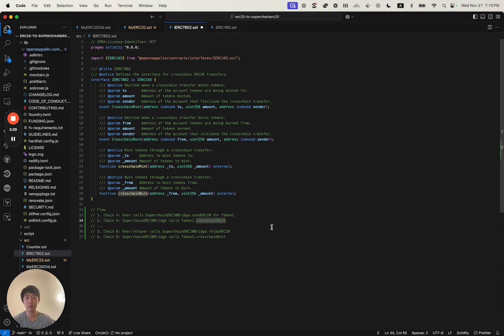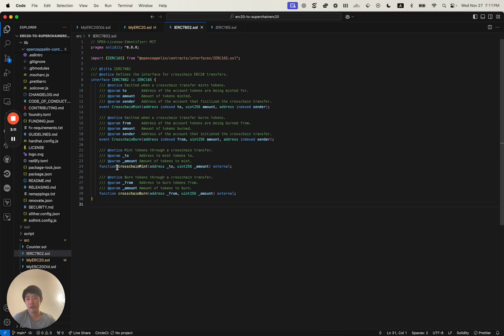Then at some point in the future, a user or relayer is able to call Superchain ERC20 bridge.relayERC20 on the destination chain. And what happens then is that the Superchain ERC20 bridge calls that token on chain B's cross-chain mint, effectively giving you back the tokens that were burned on chain A. So at a high level, you have the Superchain token bridge burning tokens on chain A and then minting the same amount of tokens on chain B. So you can see why this interface is necessary to give the Superchain ERC20 bridge the ability to do these functionalities.